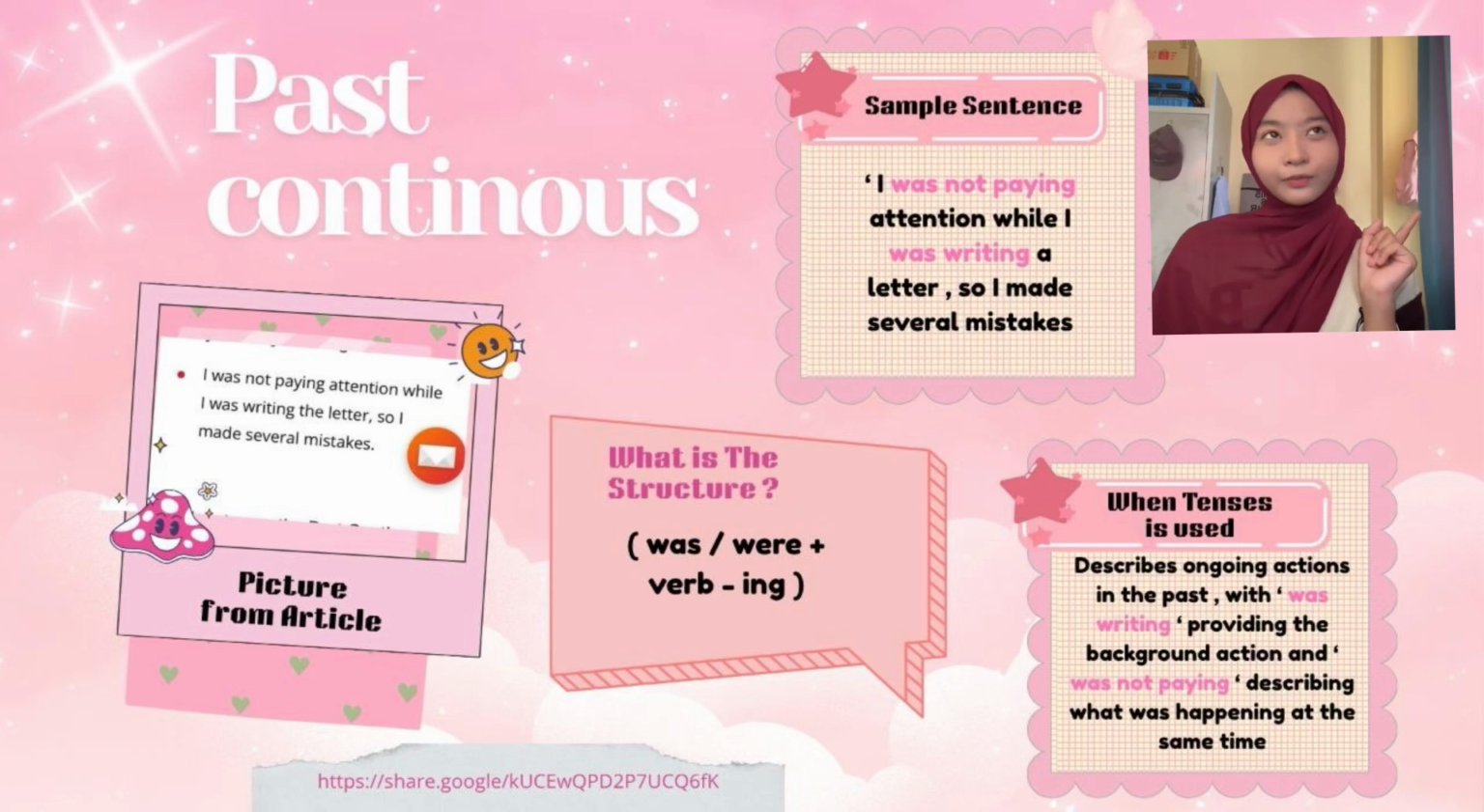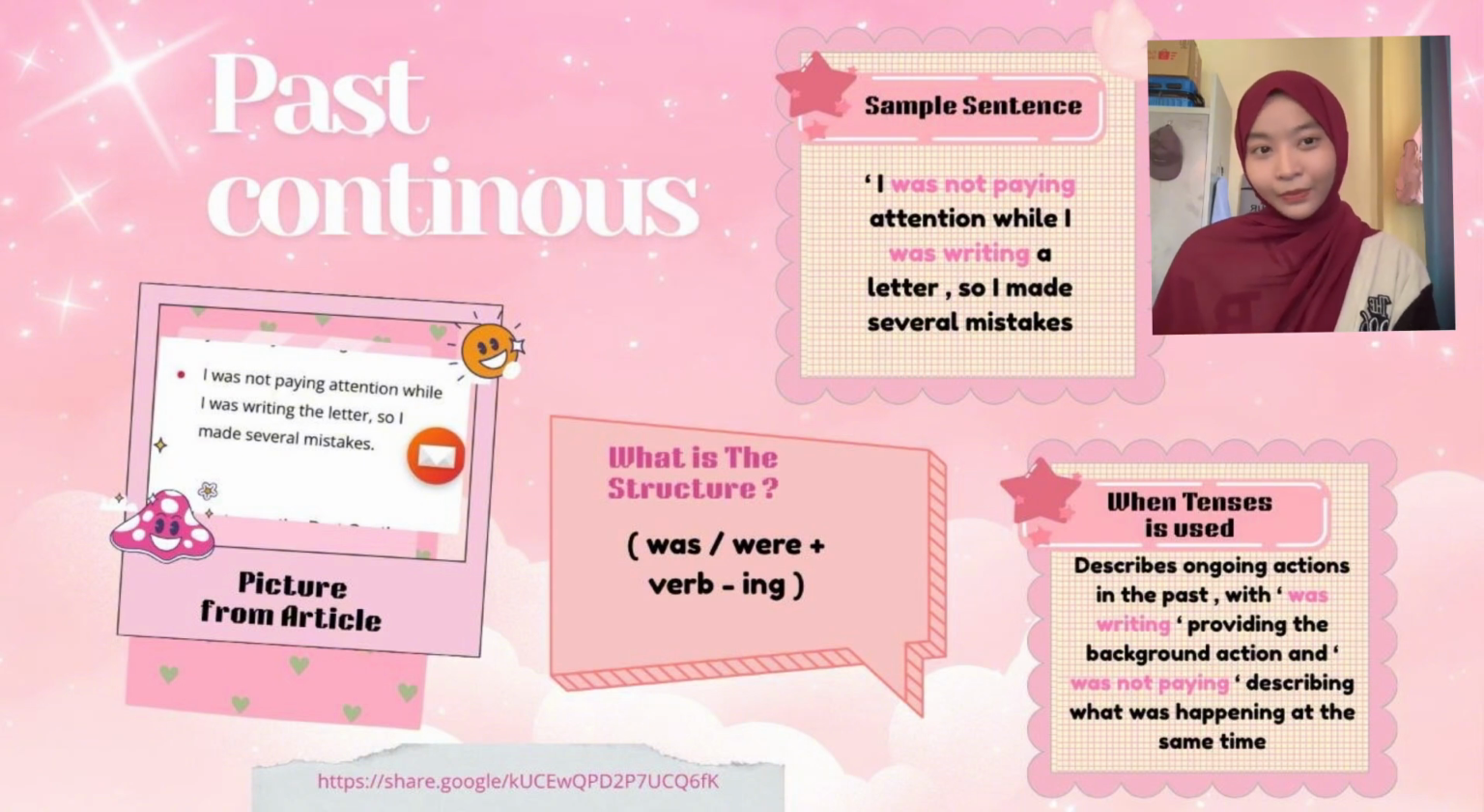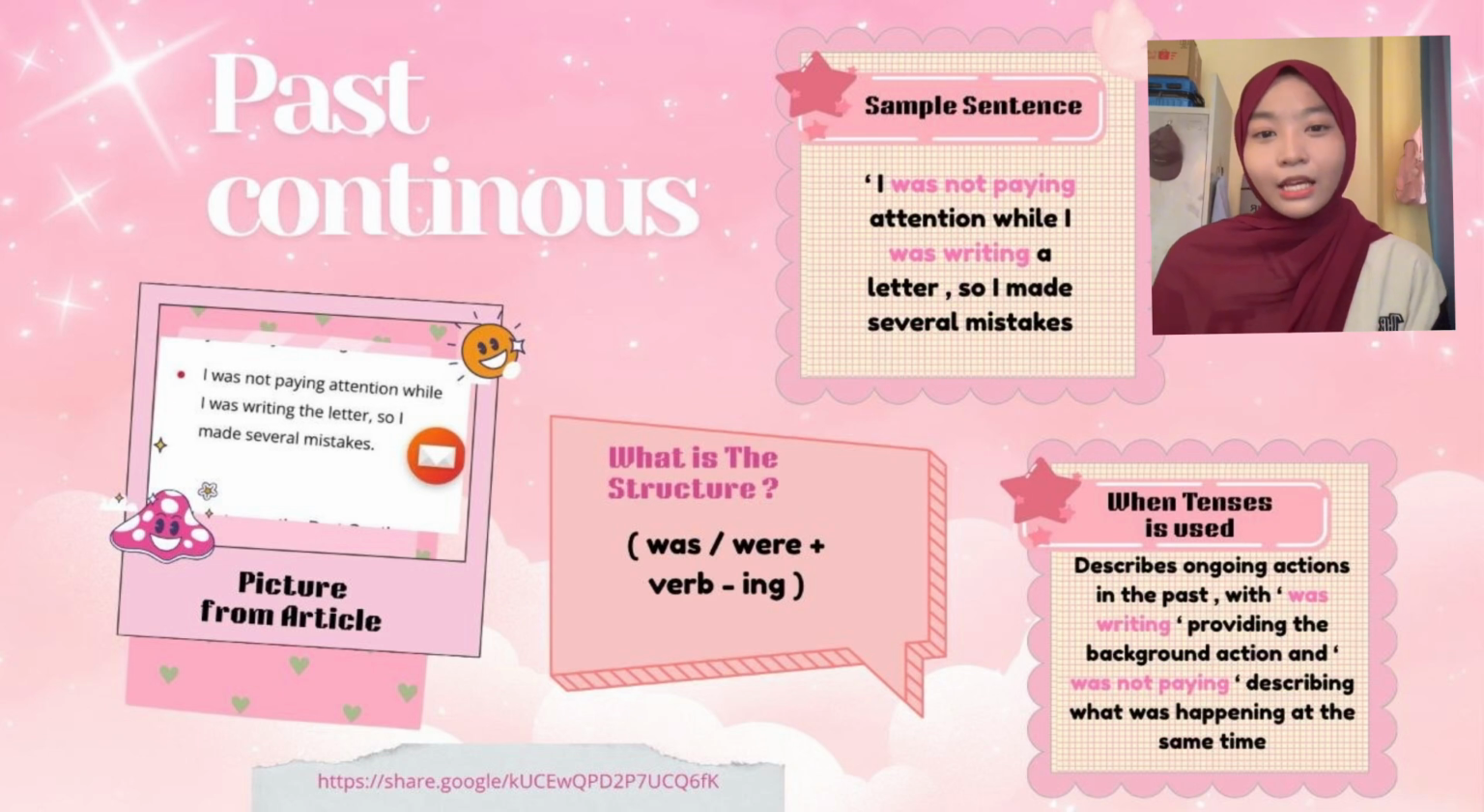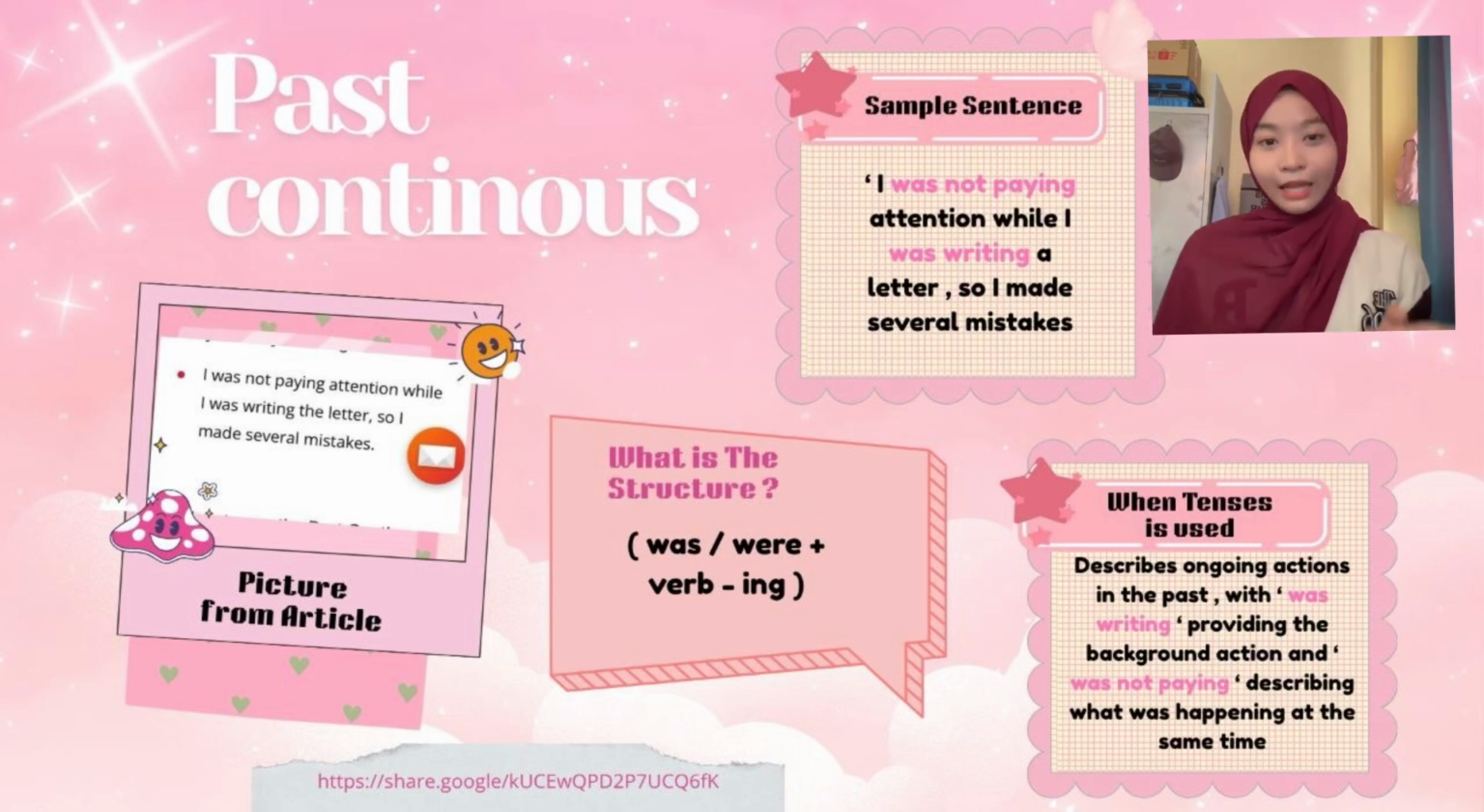Let's move to past continuous tense. Past continuous is a tense that we use to describe an action that was happening or was in progress at a specific time in the past. Let's look at the structure. The structure of past continuous is subject plus was or were plus verb-ing. Now, let's look at a sample sentence.